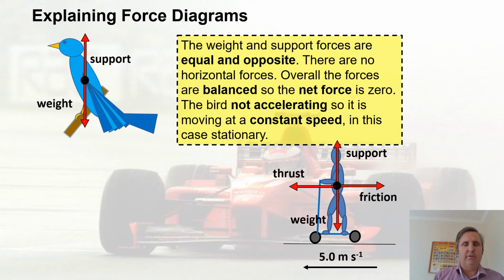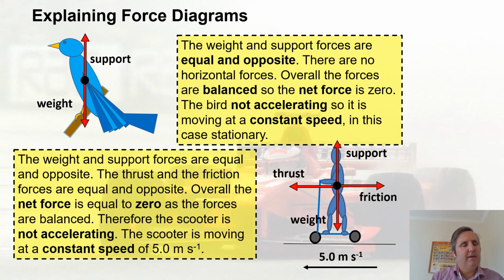Let's have a look at this person on the scooter. Their support force and their weight force are equal and opposite. Therefore, they are balanced. Their thrust force and their friction force are equal and opposite, so they balance out as well. In this case, the vertical forces are equal and opposite. The horizontal forces, the thrust and friction, are equal and opposite. They balance out, so the net force is 0. There is no unbalanced force. Therefore, the scooter is not accelerating, and it is also traveling at a constant speed. However, its constant speed is 5 meters per second.